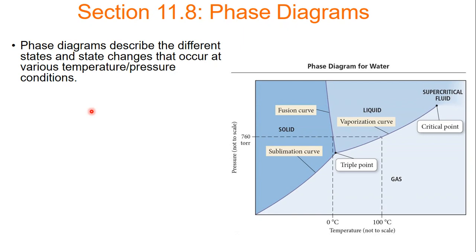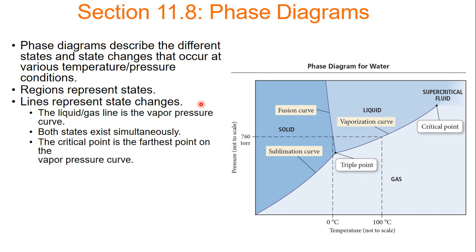In this video, we're going to take a look at phase diagrams and what they mean. And so here we have the phase diagram for water. And there's a couple of main things that we get out of phase diagrams. First, we have these different regions. These regions are just our states. And then between the regions, we have lines. And this is telling you where a state change will happen.